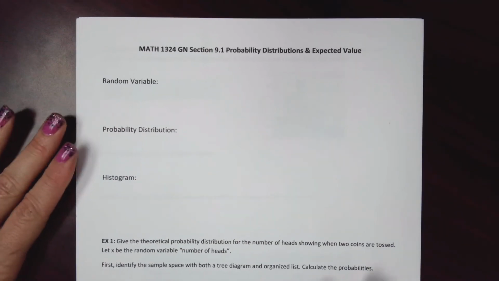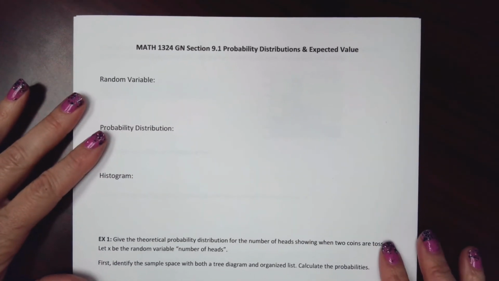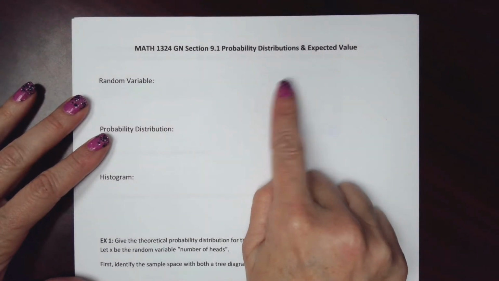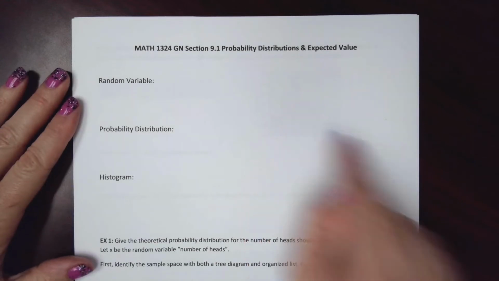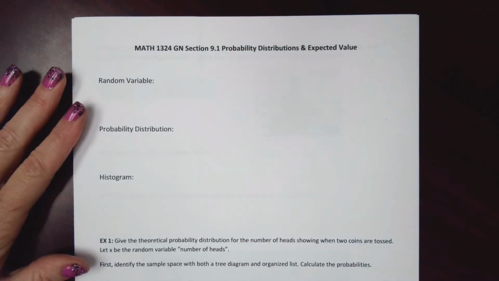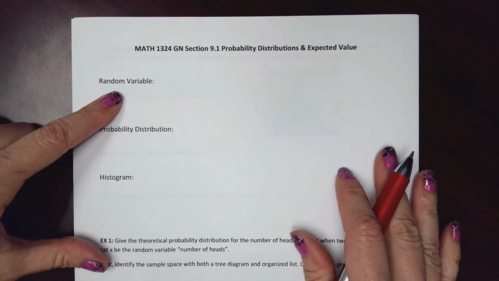In Chapter 9, Section 1, we do some more probability distribution investigations, taking it a little further, and we're going to talk about what we call expected value as well from this section. First of all, let's do some definitions.